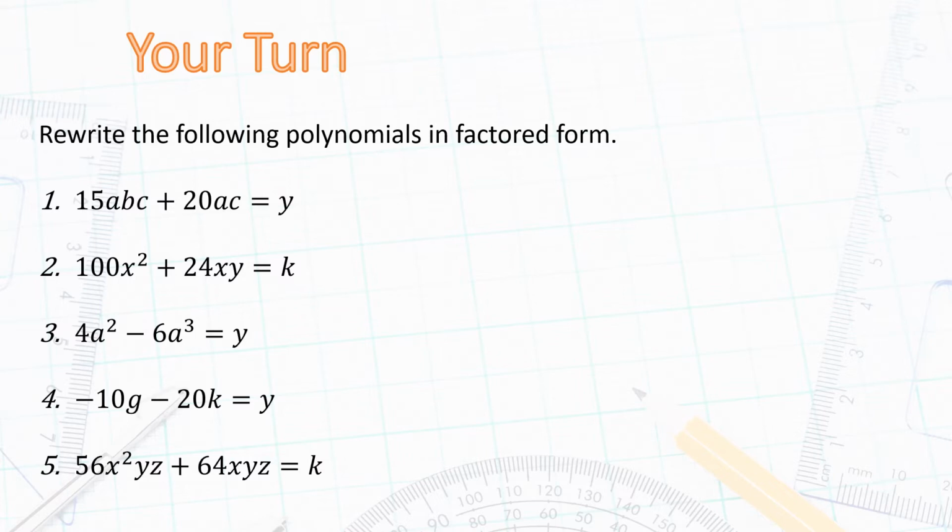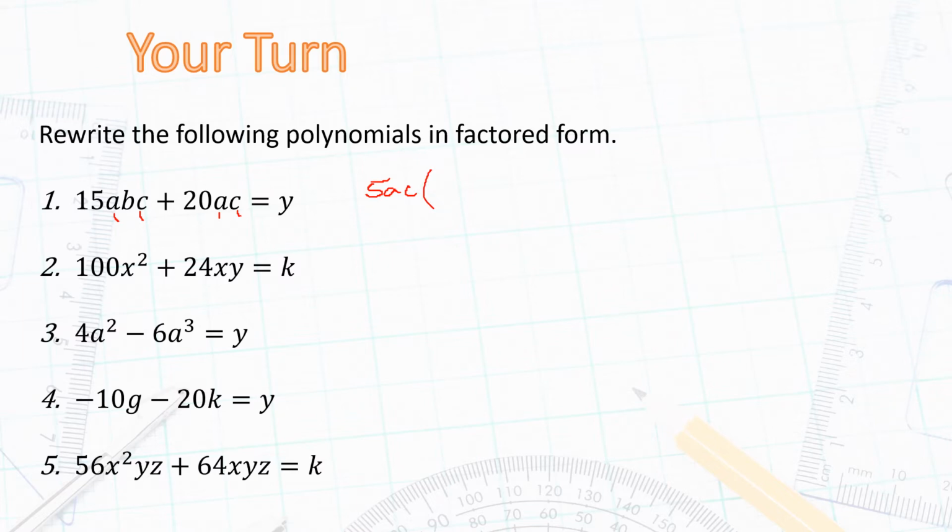Okay, so we got 15abc plus 20ac. 15 factors: 1, 3, 5, and 15. 20: 1, 2, 4, 5, 10, and 20. So the greatest common factor is going to be 5. We have an a in both and a c in both, so I'm going to take a, c out, and that's it.